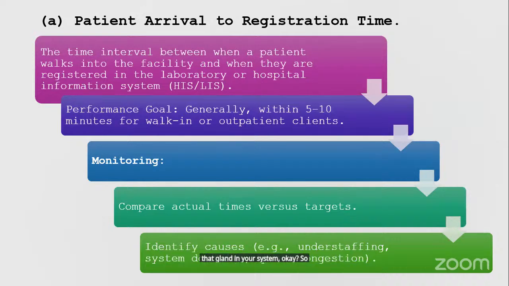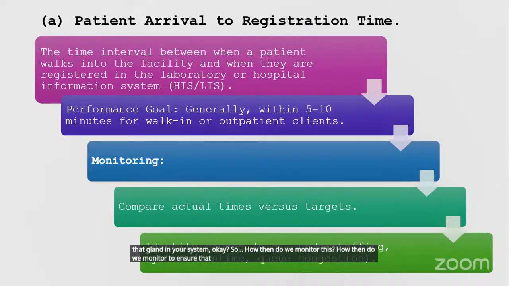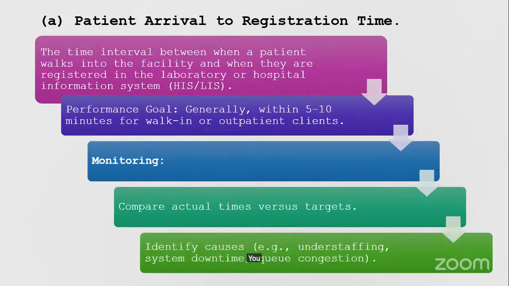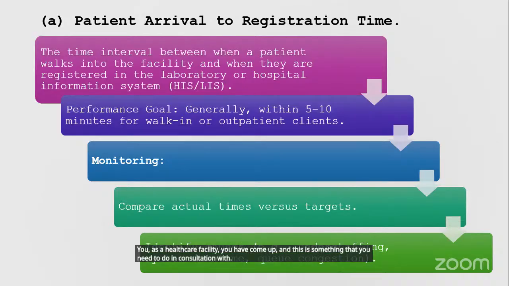So how then do we monitor this? How then do we monitor to ensure that actually we are conforming to the performance goal? We are actually continuously reviewing ourselves to see how better we can be. How do we monitor this? Compare the actual times versus the targets. You as a lab, you as a healthcare facility, and this is something that you need to do in consultation with all the relevant departments.